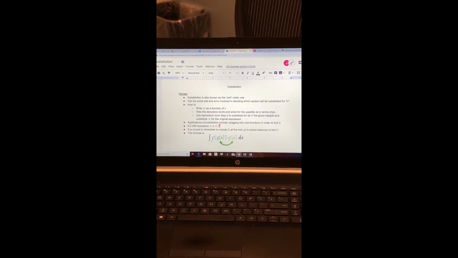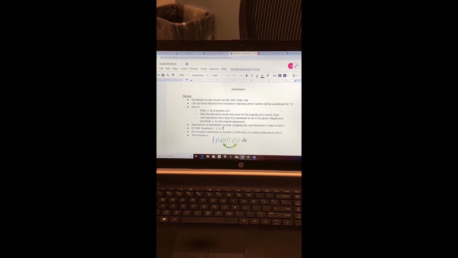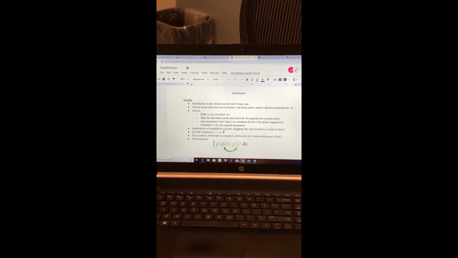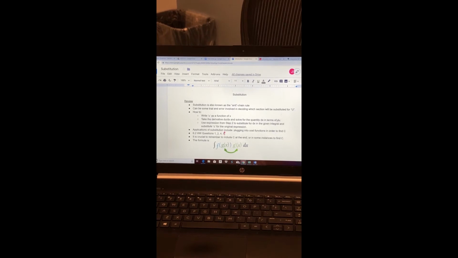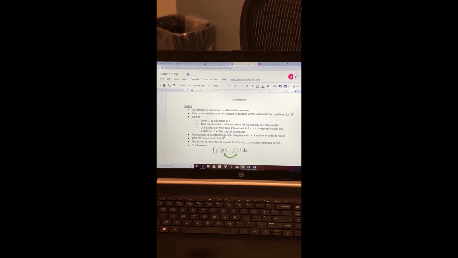You will also write u as a function of x, gotta remember that, and then you take the derivative du/dx and solve for dx in terms of du. Then you use the expression you get from your second step and substitute that back in for dx in the given integral, and then you substitute u into the original expression.